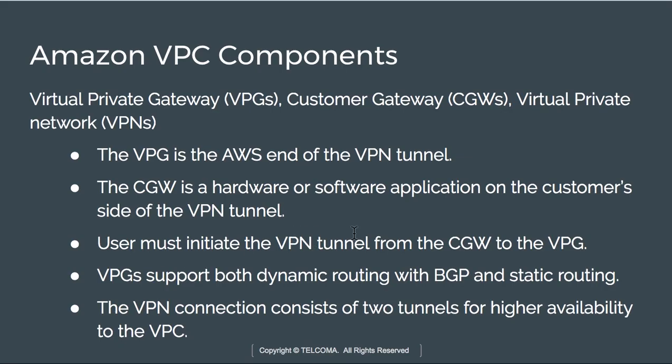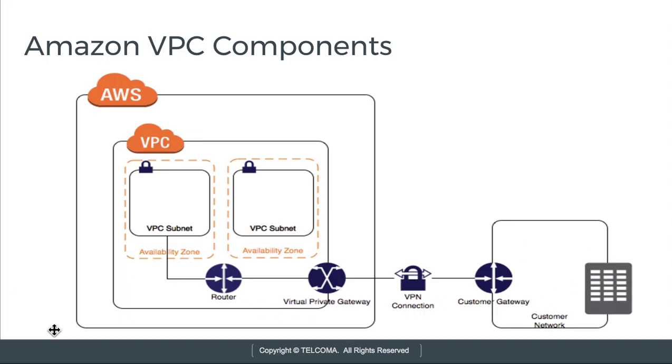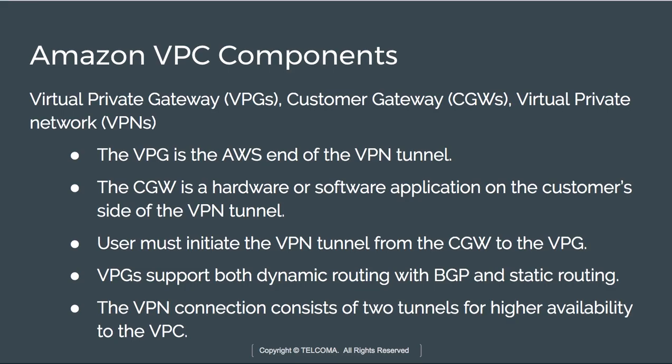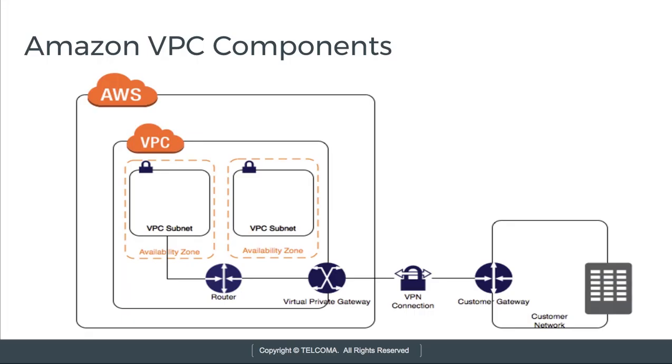The user must initiate the VPN tunnel, because the tunnel has to be created from the user side when traffic starts flowing. VPG supports dynamic routing with BGP, the Border Gateway Protocol, and static routing. It consists of two tunnels for high availability. So these are the VPC components that we discussed.